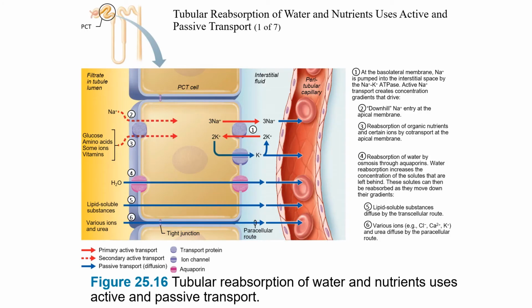So we look here at water, and notice that sodium's being pumped into the interstitial space, and so that's active transport. This creates a downhill sodium gradient. In other words, it's getting more concentrated, and so sodium is going to move down its concentration gradient. You see that in step 3, we have glucose, amino acids, vitamins, and some ions being co-transported with sodium. Then we have in step 4 the reabsorption of water by osmosis, and this can be through the membrane but most of it is through the aquaporins, all right?